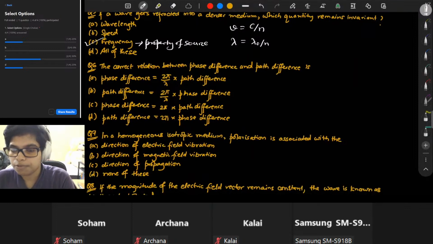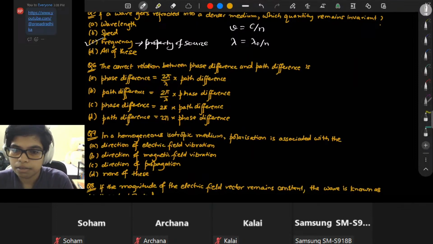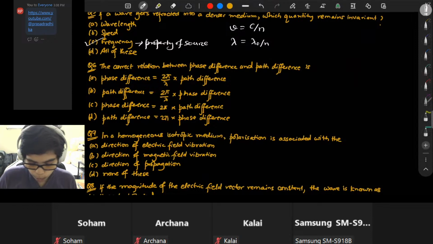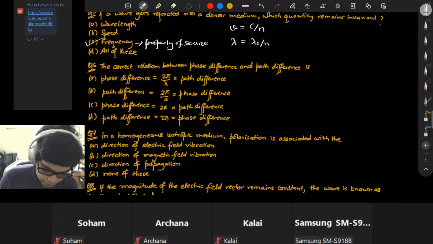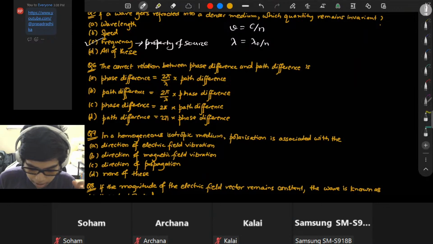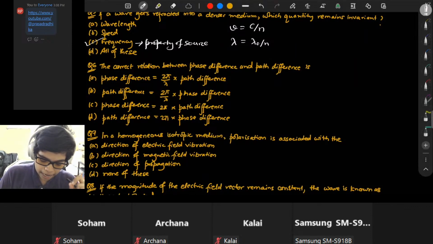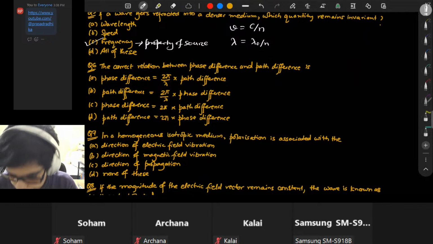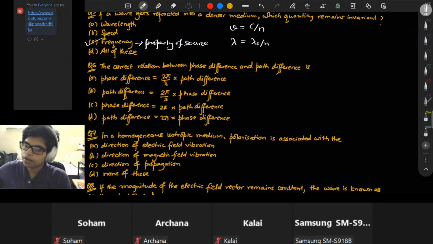The next question is between phase difference and path difference. Let me relaunch the poll once again. The question is, the correct relation between phase difference and path difference is: A, phase difference is 2 pi by lambda times path difference. B, path difference equals 2 pi over lambda times phase difference. C, phase difference is 2 pi into path difference. Or D, path difference equals 2 pi times phase difference. All of you have about a minute to answer. Very simple question.